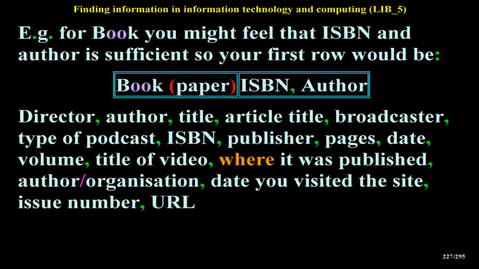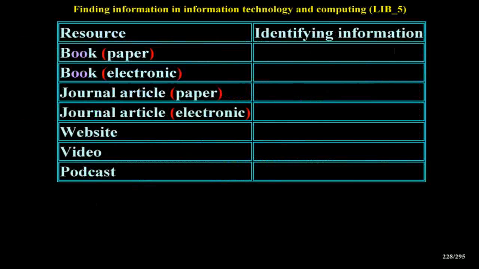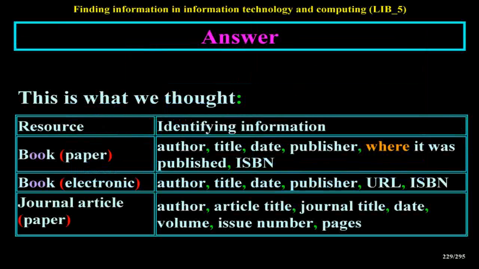so your first row would be book paper, ISBN, author. Director, author, title, article title, broadcaster, type of podcast, ISBN, publisher, pages, date, volume, title of video, where it was published, author, organization, date you visited the site, issue number, URL. Resource, identifying information: book paper, book electronic, journal article paper, journal article electronic, website, video, podcast.